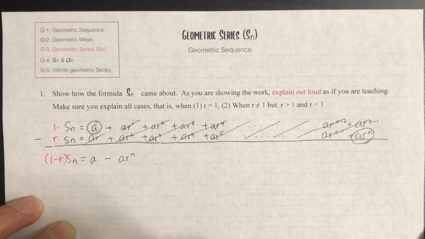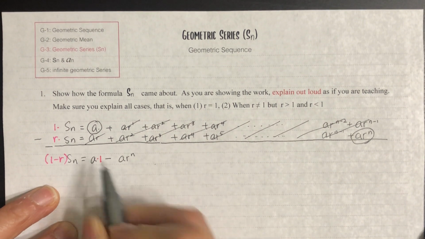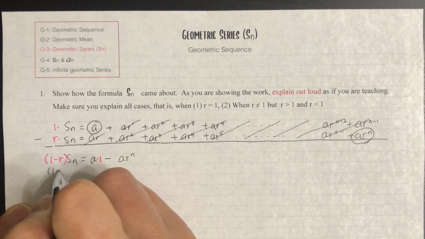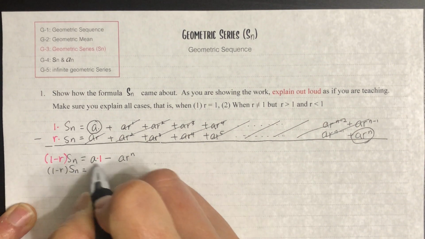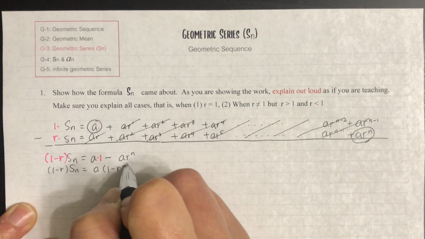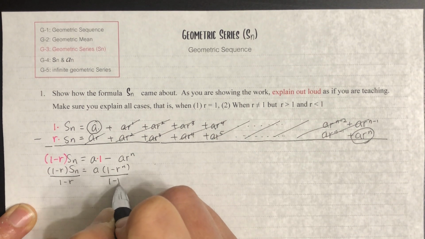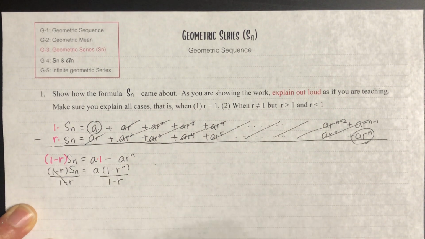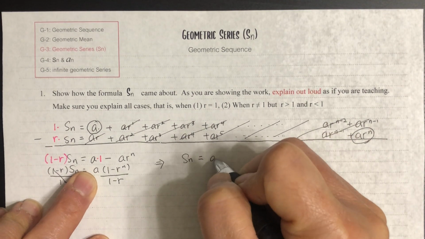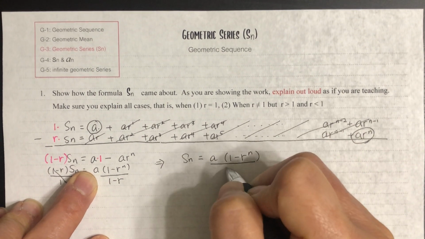And what I'm going to do here is multiply by 1, because a is the same thing as a times 1. And 1 minus r. So I'm going to take a out because they're both in there: a times 1 minus r to the nth power. I'm going to divide both sides by 1 minus r. This cancels. So S sub n will be what? a times 1 minus r to the nth power over 1 minus r.